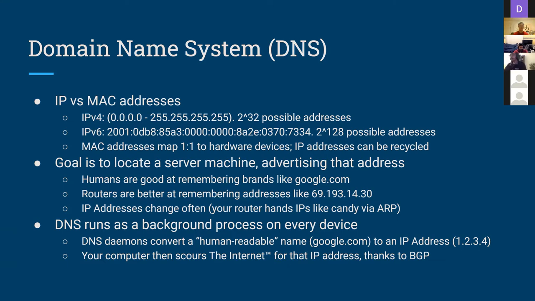So DNS is there to bridge this gap between letting humans interact with something they're good at remembering, things like a brand name or a company name, and something that machines are better at remembering, like numbers. So your router is much better at remembering 69, 193, 14, 30 than you are, which is why we have something called DNS.